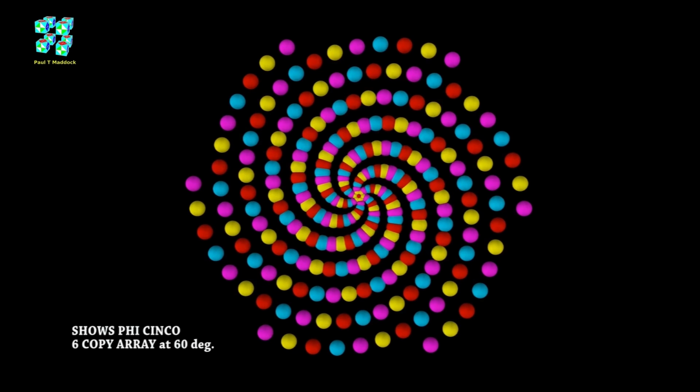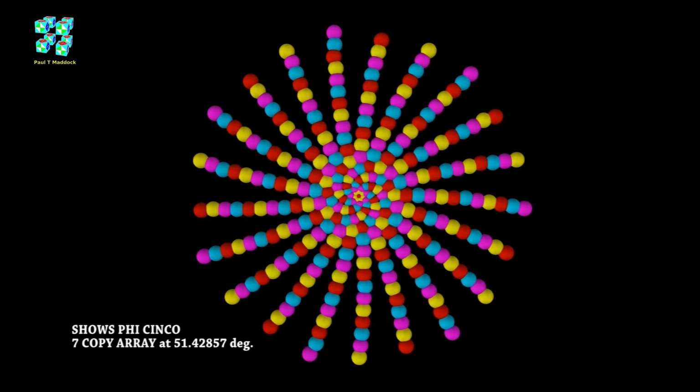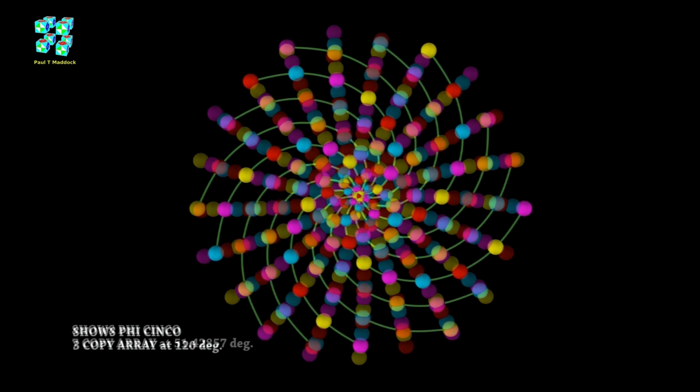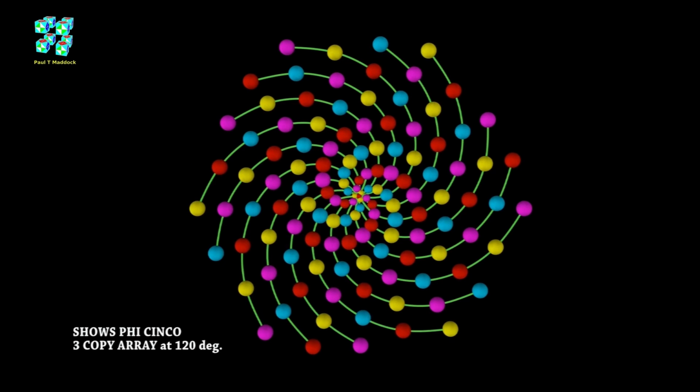Okay, take a look at the 7 array. This is different. And I got one more to show you. This is a 120 degree array. And this is very similar to the sunflower seeds. Okay, I think I've showed enough of the quad step system to show that it is a very important discovery.